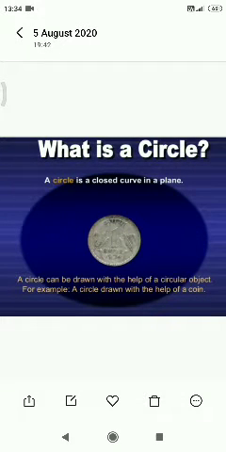Today's class is about circles, which is the first chapter in geometry, I guess. So let's start discussing the circle. What do you think about a circle? So what is a circle? A circle is a closed curve in a plane.